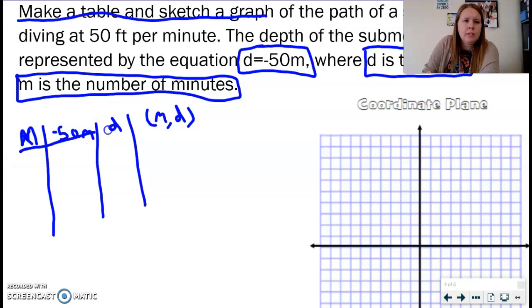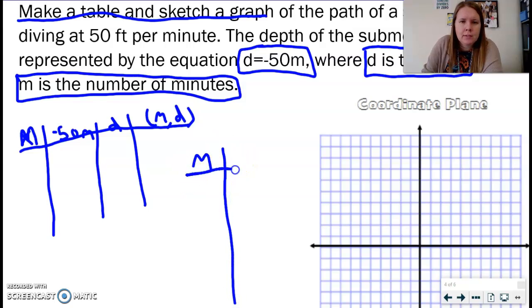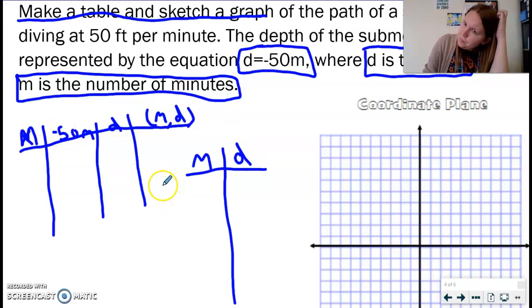A lot of times what you see is a table where it just has x and y. I want to show you how to do that. In this case, we have m and we have d. So I'm going to make this a little easier, not make such a big table here.